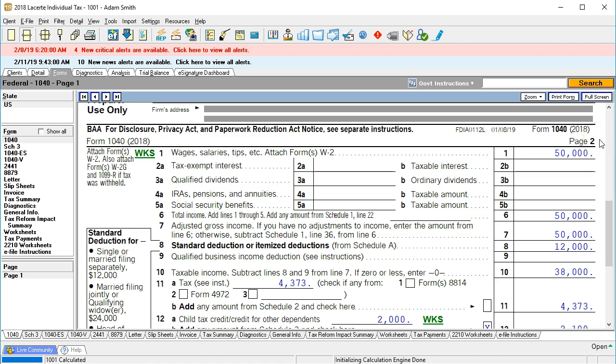So we're now on page 2. We're going to say that our first scenario is 50,000 of wages. We're just going to say it's W-2 wages from a single individual, 50,000 of wages. That's going to be on line 1. And then you'll notice line 6 here has the total income, and then line 7, the adjusted gross income. So the adjusted gross income is that one that we're kind of familiar with.